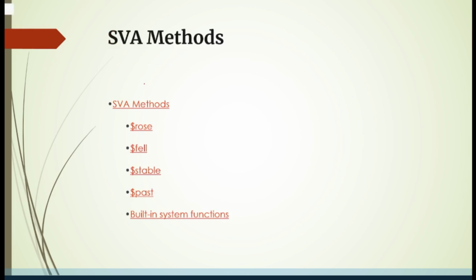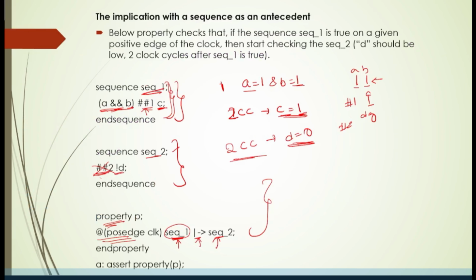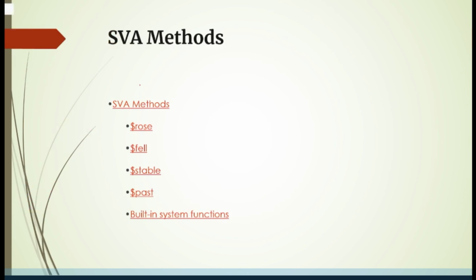Right? So these are the sequences and properties that we have explained in this video, and in the upcoming videos we will be seeing about SystemVerilog assertion methods. We have 4 types of methods which are very important in SystemVerilog assertions, because when you are asked to write an assertion, you are given a logic. Most questions arise from these 4 concepts: what is $rose, what is $fell, what is $stable, and what is $past.